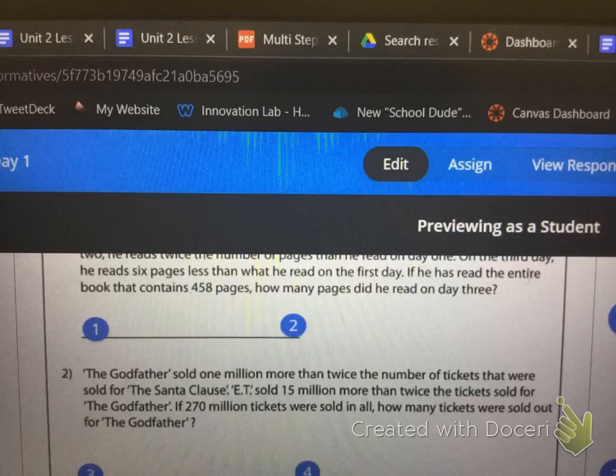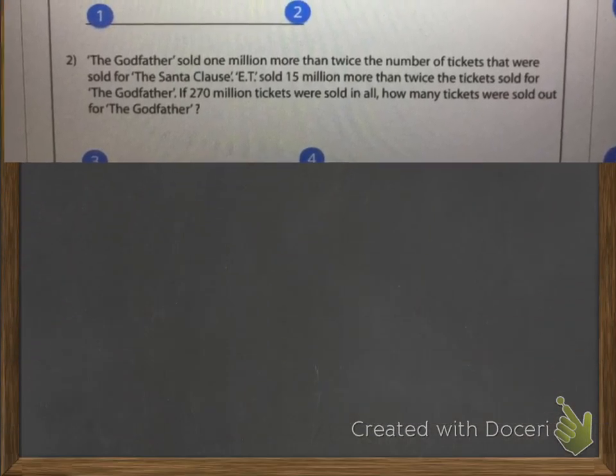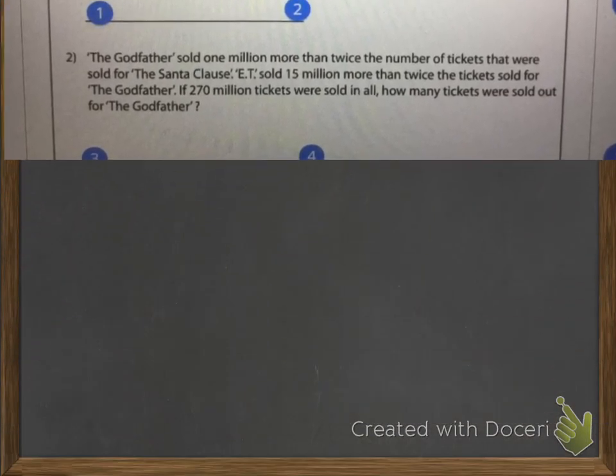So it's talking about The Godfather. It's talking about Santa Claus. It's talking about E.T. Okay? So here's the question from your Go Format. There's a lot of words here, so let's just read it once. The Godfather sold 1 million more than twice the number of tickets that were sold for Santa Claus. E.T. sold 15 million more than twice the tickets sold for The Godfather. If 270 million tickets were sold in total, how many tickets were sold for The Godfather? So, man, there's a lot going on there.